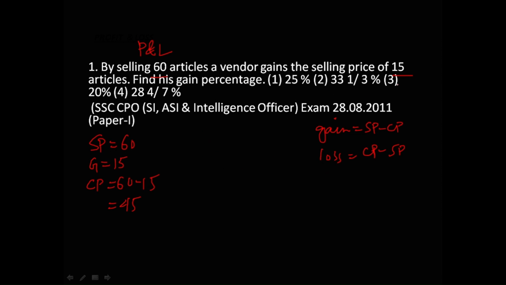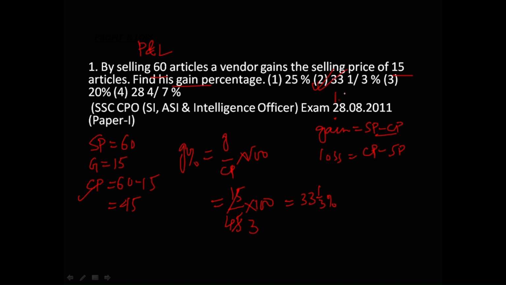So we have to find out the gain percentage. Gain percentage equals (SP minus CP, meaning profit or gain) divided by CP, into 100, right? So what is the gain here? It's 15. CP is 45, into 100, equals 1 by 3, meaning it's 33 and 1 by 3%, right? The answer will be option 2. Moving to the next one.